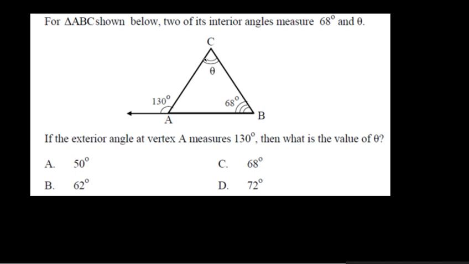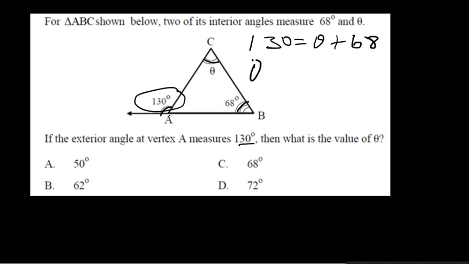Okay, one of the interior angles here is theta, and the other interior angle is 68. The exterior angle at vertex A is given to you as 130. So what is the value of theta? Remember the rule: the exterior angle is equal to the sum of the two opposite interior angles. So 130 is equal to theta plus 68.